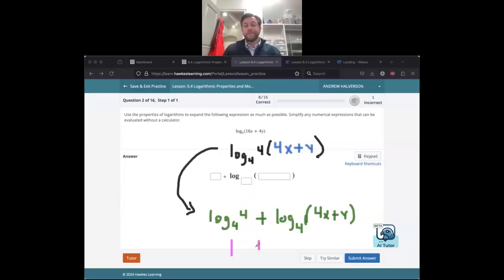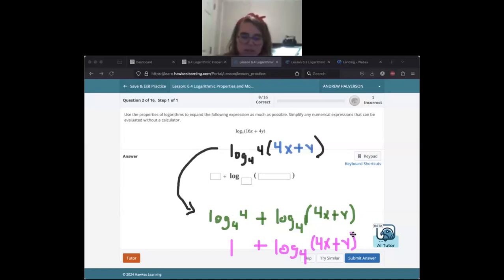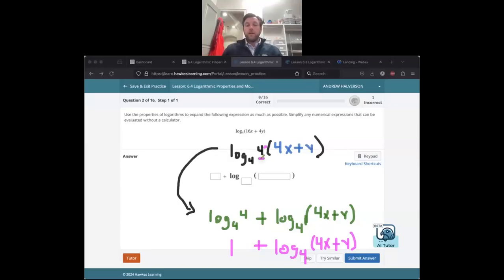Over here, can't do anything to it. Even though there's a 4 over there, it's trapped inside of a parentheses with the x and the y. So you can't break it free. Stuck in jail. Where did we get that second log base 4? There's a multiplication between the 4 and the 4x plus y. This is one of your factors, this is your other factor. So you can rip apart that multiplication and give them each their own log expression.